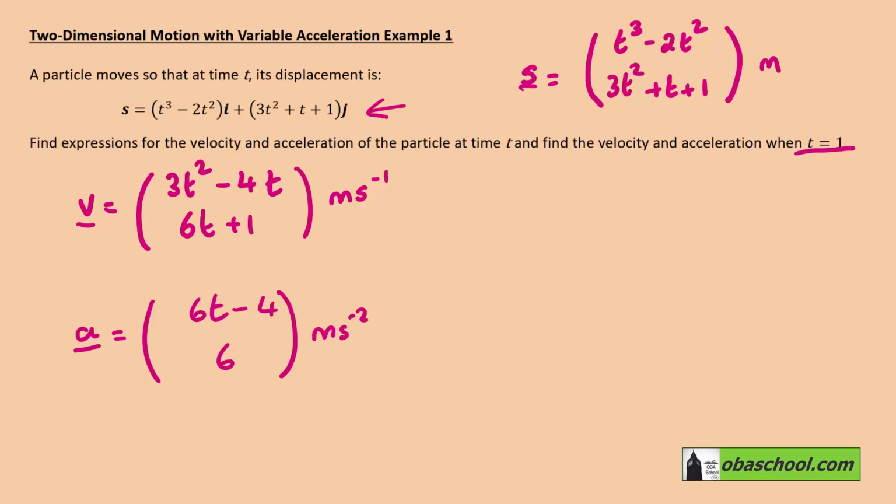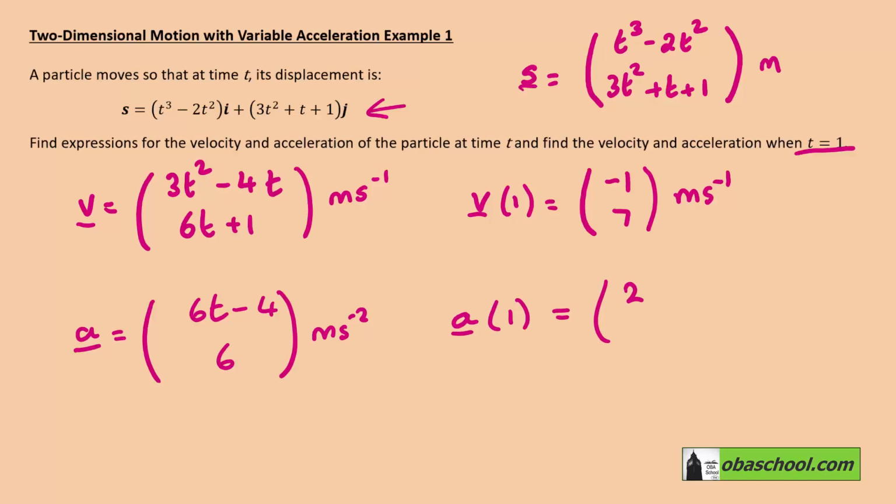So if we want these as well when t is 1, v of 1 is going to be, substitute 1 in here, I'm going to get 3 take away 4, so that's going to be negative 1. And here I'm going to get 6 plus 1 is 7. And acceleration at 1 is going to be 6 times 1 take away 4, so that's going to be 2. And of course this is a constant, so 6 meters per second squared.